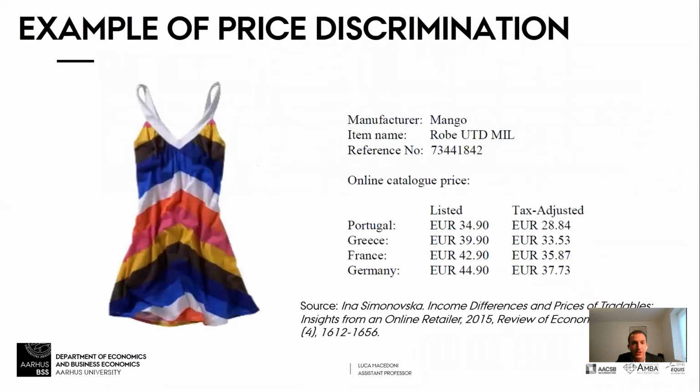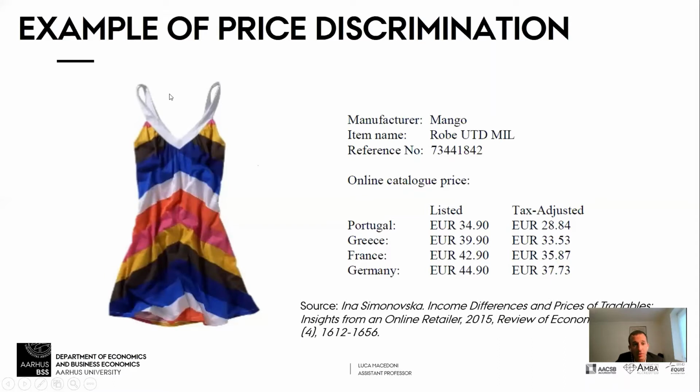An example of this is, for instance, Mango. If you have no idea what Mango is, it's a Spanish clothing company that sells goods everywhere in the world, I would say. And when you look at the price of this dress, you can see that it's very different across countries. Okay? Why can that be a problem?